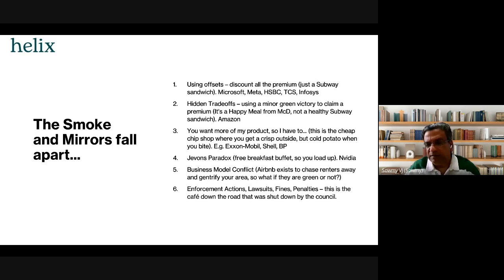We'll see in the next few sessions, we'll talk about the triangular conflict. In that one, we will talk more about this particular thing called the Jevons paradox. And then we also have companies that have a business model conflict. We will cover more of this when we talk about the triangular conflict. But a great example of this is Airbnb. Their business model exists to chase renters out of the market and to gentrify your area. But then they have the best ESG rating. Their ESG score is top notch, right?